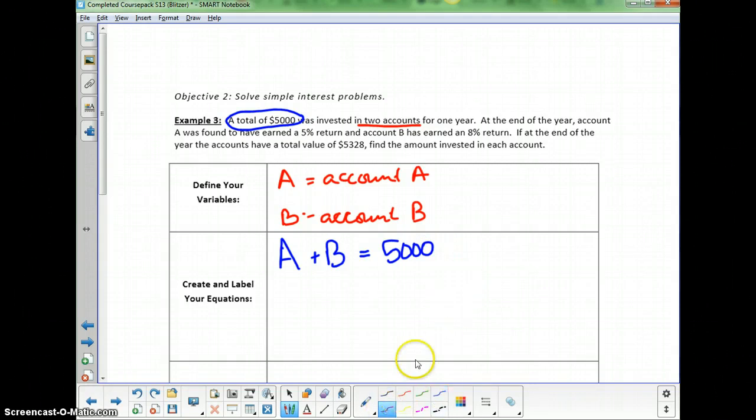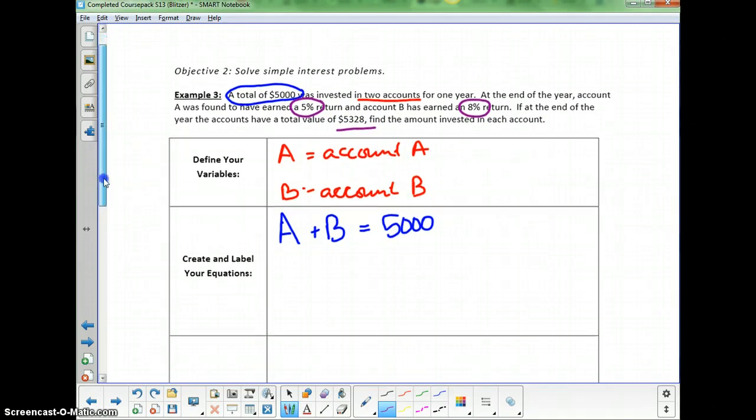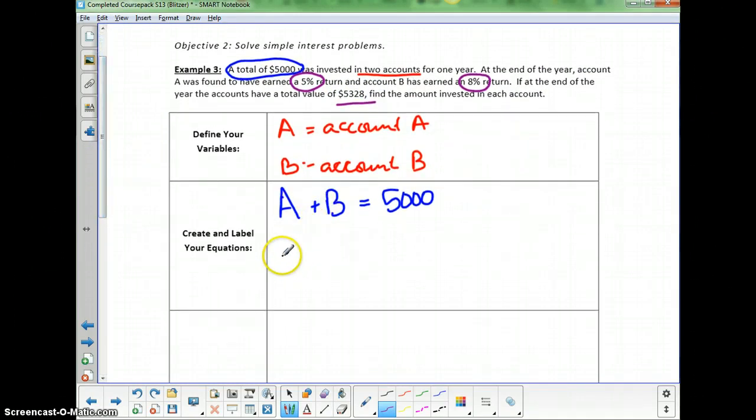My next equation is going to use some of the interest information here: 5% interest return on account A, 8% interest return on account B, and a total value of 5,328. This is simple interest, so I'm going to have 0.05A for the first account, plus 0.08B for the second account.